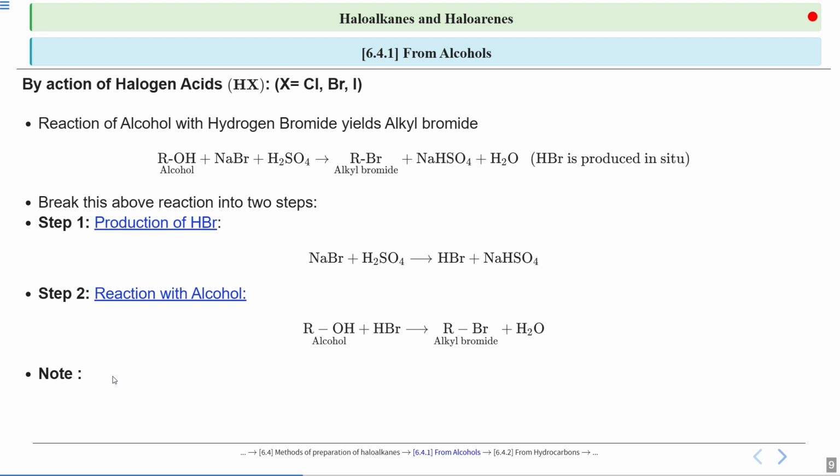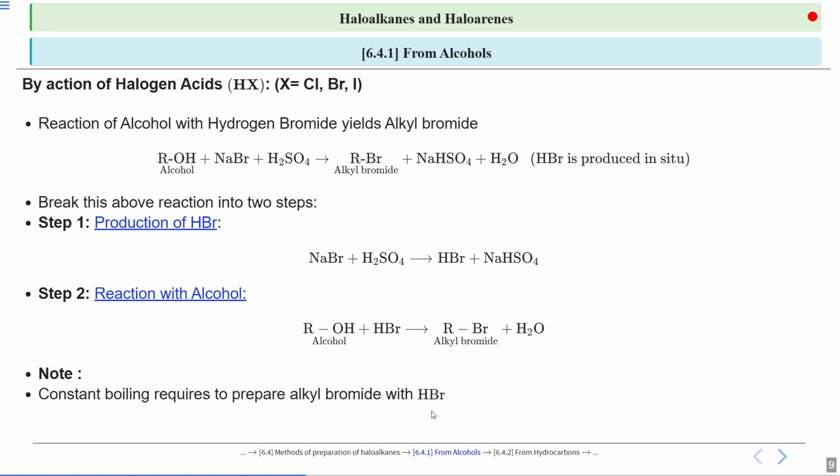Okay, the point to be noted is that constant boiling is required to prepare the alkyl bromide with hydrogen bromide. First of all, the hydrogen bromide is the one that we produce from the sodium bromide and sulfuric acid reaction within the mixture, and constant boiling is the condition that you are going to require to prepare this alkyl bromide with the hydrogen bromide.